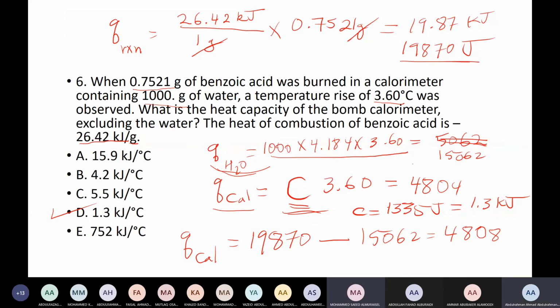What's the equation of QRXN? Reaction, the heat that comes from the reaction, which in this case is when we burn this. The reaction is burning benzoic acid with oxygen. That's QRXN. RXN means reaction. So it's the Q of burning benzoic acid. Oh, okay, thank you.